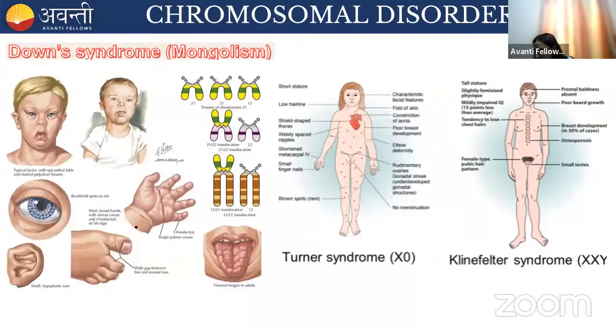Next one is chromosomal disorders. Number one is Down syndrome. Down syndrome occurs because of trisomy of chromosome 21. Turner syndrome is when there is a loss of an X chromosome. Klinefelter syndrome is when there is an extra copy of the X chromosome, observed in males. Turner syndrome is observed in females. The symptoms of Down syndrome are a furrowed tongue, short height, and mental retardation.